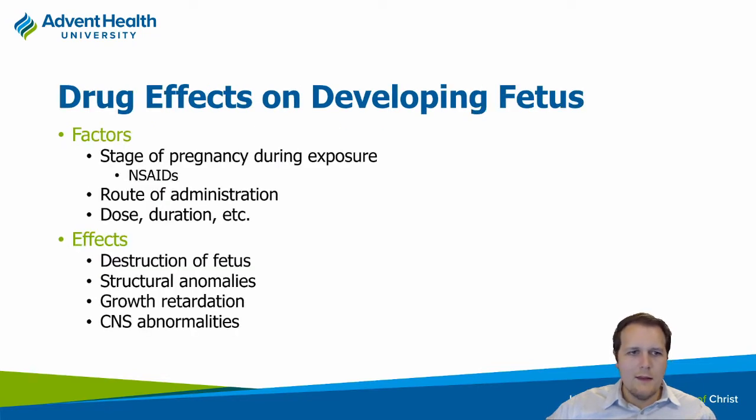How a drug affects this developing fetus can be dependent on different factors. For instance, the stage of pregnancy during exposure is important. NSAIDs can be used relatively safely during the first and second trimester, but should be avoided in the third trimester. Or the route of administration, so if you can use things that are not systemically administered, for instance. Obviously dose, duration, and other things can also play a role. The deleterious effects you can see in the fetus could be total destruction of the fetus, structural anomalies, CNS abnormalities, all kinds of issues, depending on the drug exposure, when it occurred, and how much occurred.